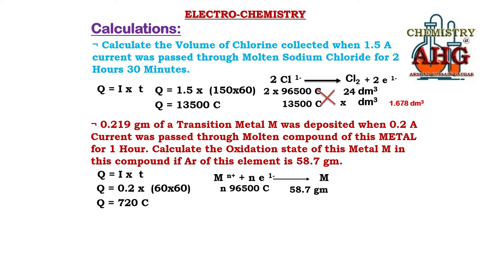Now what further information is available to us? We have calculated the charge, and we have been given the mass. So 720 coulombs would have deposited 0.219 gram of metal M. If you cross multiply and use your calculator, you can get the value of n. It is 1.99. That can be taken equal to 2. So the answer will be 2 positive, as I told you, transition metals make positive ions.